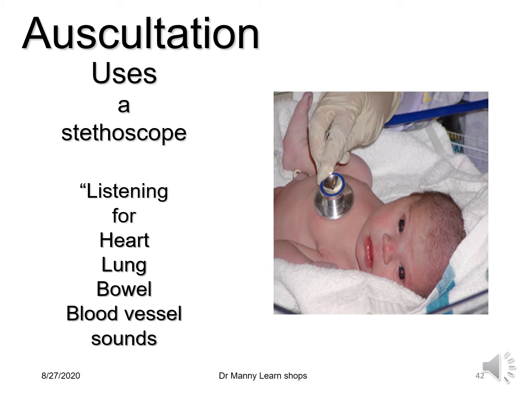Then you have auscultation. Auscultation typically uses an acoustic stethoscope. The stethoscope is for listening for heart, lung, bowel, and blood vessel sounds. Typically the heart, lung and bowel make sounds that are normal. Blood vessels don't typically make sounds, and if you hear them, this is a bruit. But the stethoscope is for listening to heart, lung and bowel sounds, and sometimes in abnormal situations, blood vessel sounds.